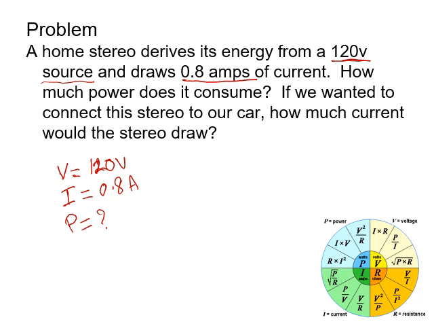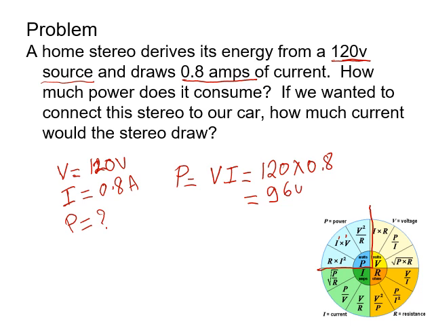So we're going to go back here into this, and then I'm going to be in that quadrant because I'm looking for P, and I have I and I have V. So P is equal to V times I, which is 120 times 0.8. And if you use your calculator, type in 120 times 0.8, this will give you 96 watts. And then let's go back to the question.